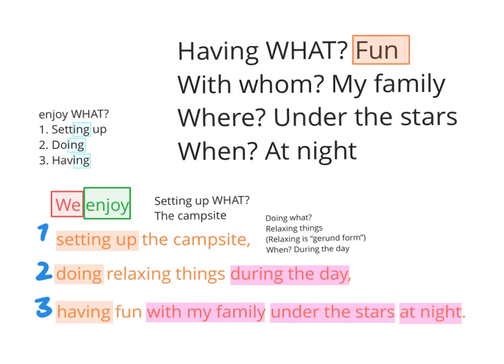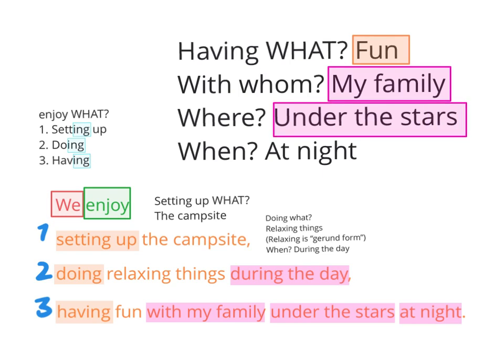That begins with a prepositional phrase. My family. With my family. Where are we having fun? Under the stars. And when are we having fun? At night. All of that information is in number 3. Having fun with my family under the stars at night.